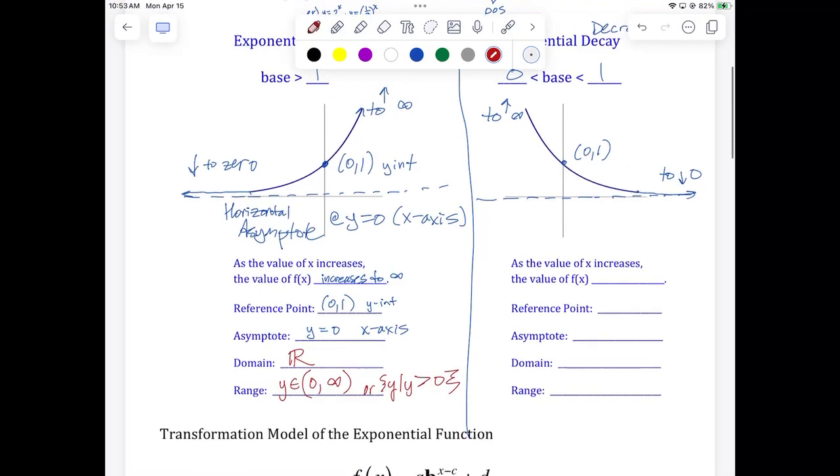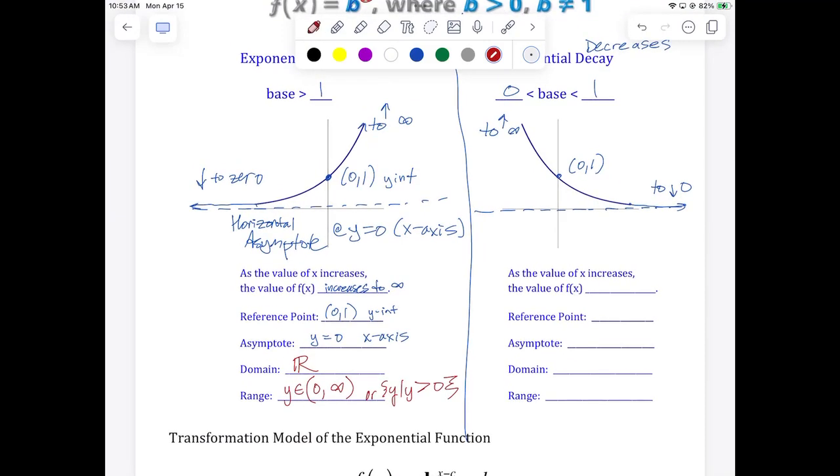All right, exponential decay. As the value of x increases, the value of f of x does what? It decreases, and I'm going to add this, it decreases to 0. What's the reference point? It's still (0, 1), which is still the y-intercept. What's the asymptote? It's still y equals 0, which is still the x-axis, but it only affects the graph on the right-hand side. You've got to keep that in mind. The horizontal asymptote, we draw it all the way across from left to right, but it really only affects the graph on one side. What's the domain? All real numbers. And what's the range? Is the range different from growth? It's exactly the same.